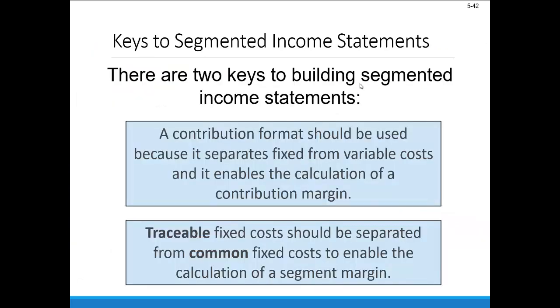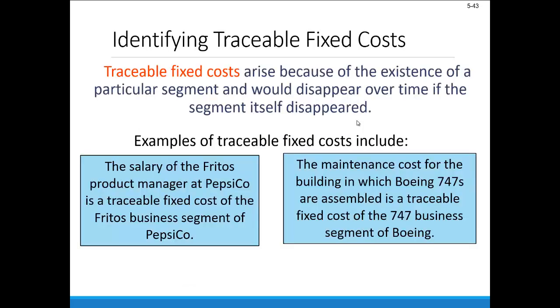So a couple of keys here to building segmented income statements. We should use the contribution format because it separates fixed and variable cost and gets us on the right track of a contribution margin. And then we want to make sure we can differentiate between traceable fixed costs and common fixed costs, because we're going to have a new margin subtotal on a segmented income statement called a segment margin. We'll talk about that more in just a second.